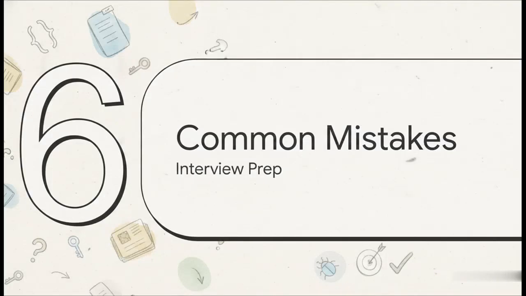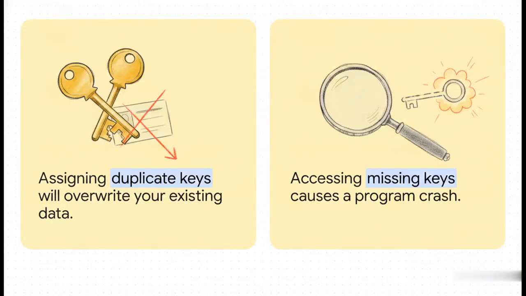All right, finally, Section 6, Common Mistakes in Interviews. Let's compare best practices directly against the most common mistakes developers make. Trust me, you'll want to avoid these. First up, duplicate keys. In a Python dictionary, every single key must be unique. If you try to assign two different phone numbers to the exact same key name, Python won't keep both. It's just going to overwrite the first one with the second one, completely destroying your original data. So you absolutely have to ensure your keys are distinct.